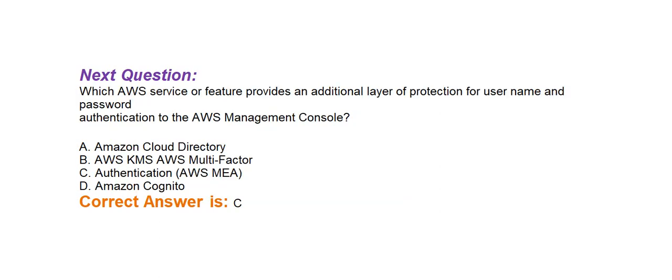Next question is, which AWS service or feature provides an additional layer of protection for user name and password authentication to the AWS Management Console? Option A, Amazon Cloud Directory. Option B, AWS KMS. Option C, AWS Multifactor Authentication, AWS MFA. Option D, Amazon Cognito. Correct answer is option C, AWS Multifactor Authentication, AWS MFA.